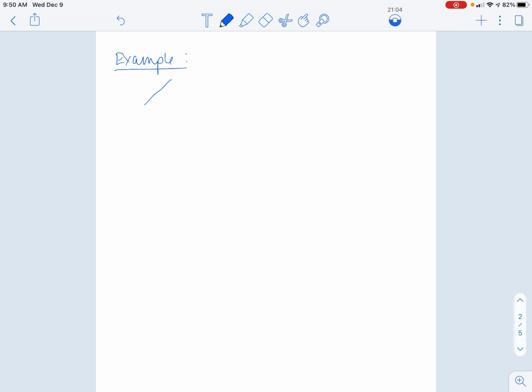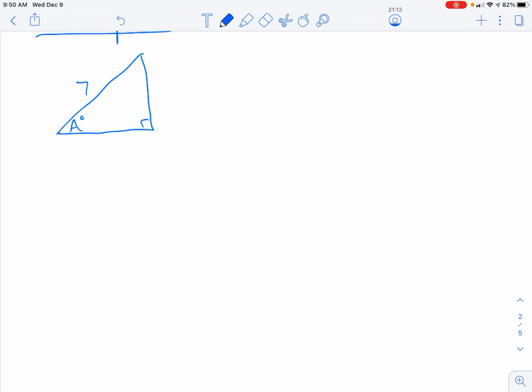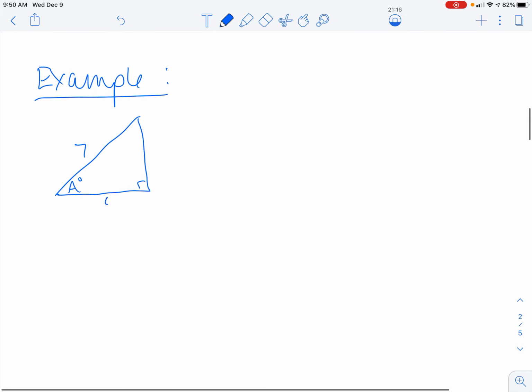All right, so you're going to have this triangle. It's a right triangle. And we have a side that's 7. We have an angle that's A. We have a side that's 6. We have a measurement of another angle that's B. We don't know it. And that is all we have. The side over here is X. Okay, so we need to figure out all the missing parts of this. So we have to figure out angle A and B and side X.